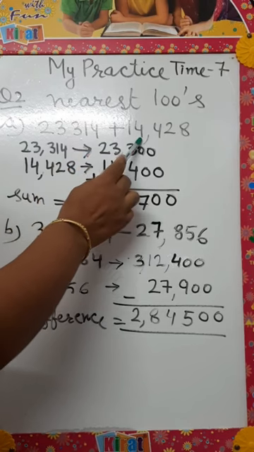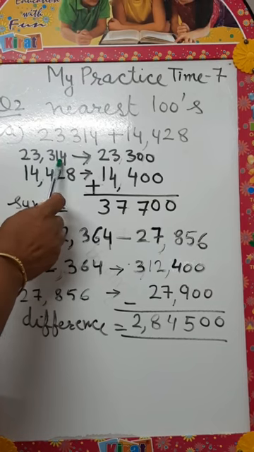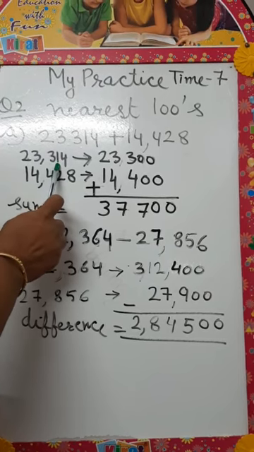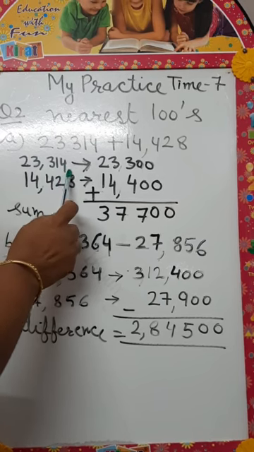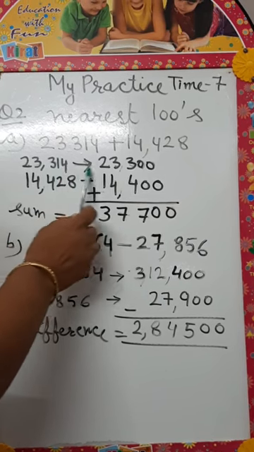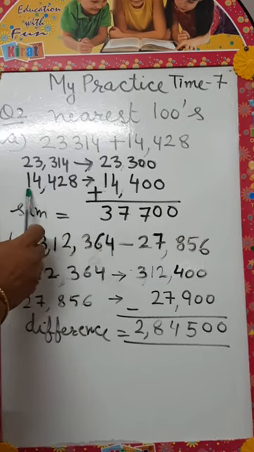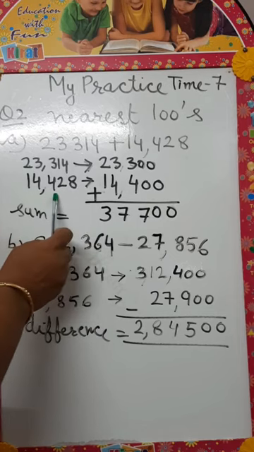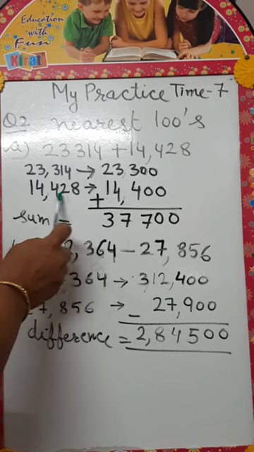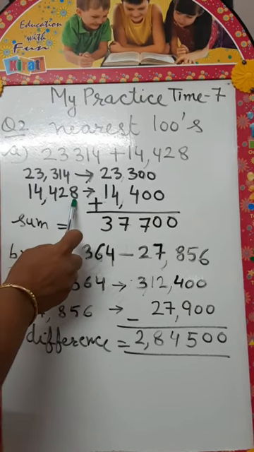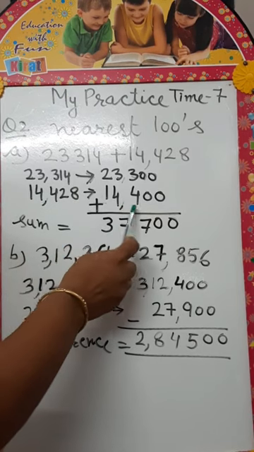See here, we have the numbers in A part: 23,314 plus 14,428. Here we have to see the number at the tens place. It is 1, so it is less than 5, so it becomes 0 and the number at the ones place also becomes 0. So rounded off, this number is 23,300. Next number we have to sum is 14,428. We have to round it off to the nearest 100. See here, the number at the tens place is 2, so it becomes 0 and the number at the ones place also becomes 0. So rounded off to the 100, this number is 14,400.